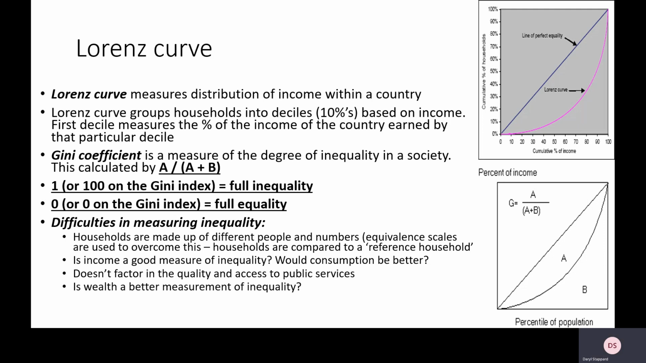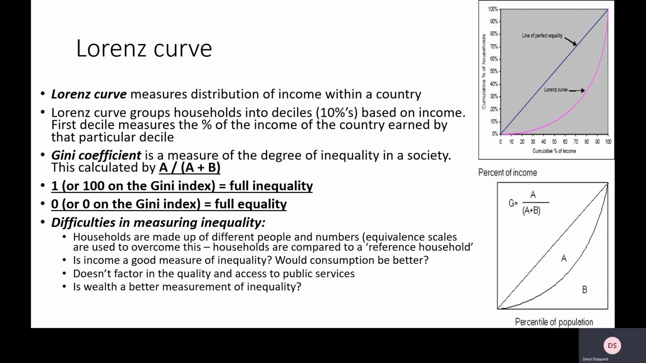Now, the Gini coefficient will grade every country from 0 to 1. 1 would show full inequality, which means all the country's income and wealth is controlled by one household. A score of 0 would show full equality. Now, sometimes in exams they'll talk about the Gini index, which ranks countries in a very similar way, but from 0 to 100. 100 again would show full inequality, and 0 would show full equality.